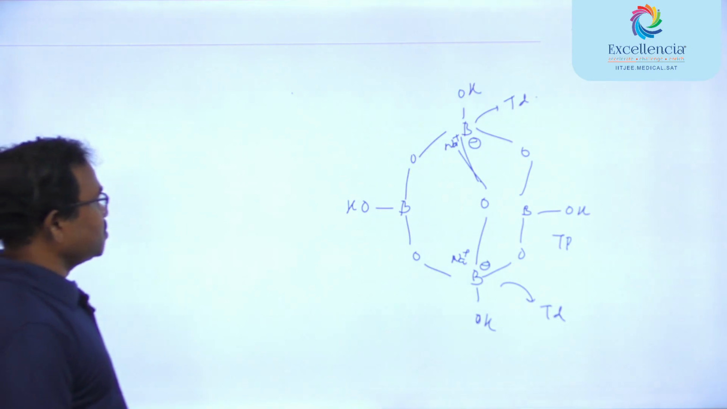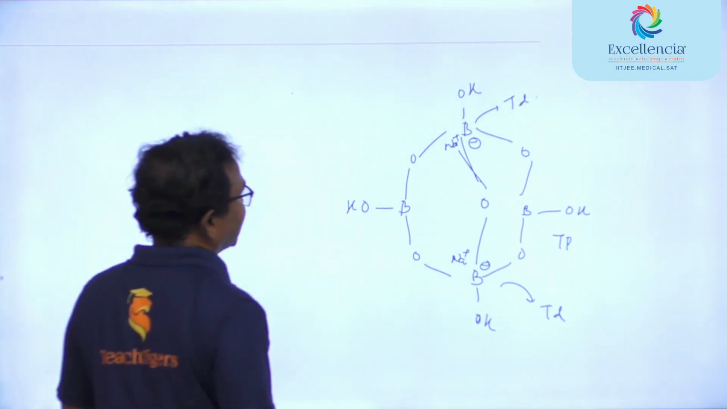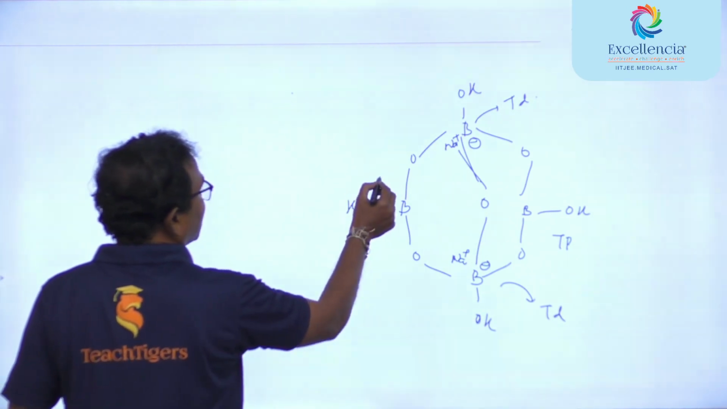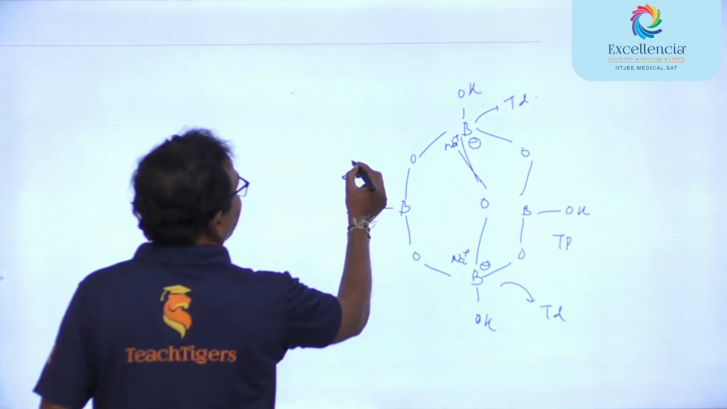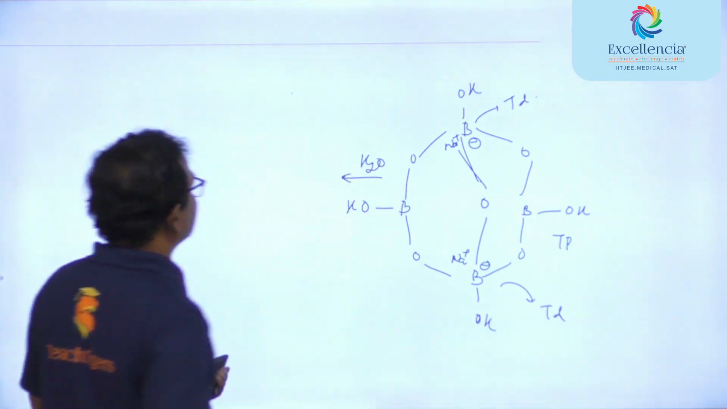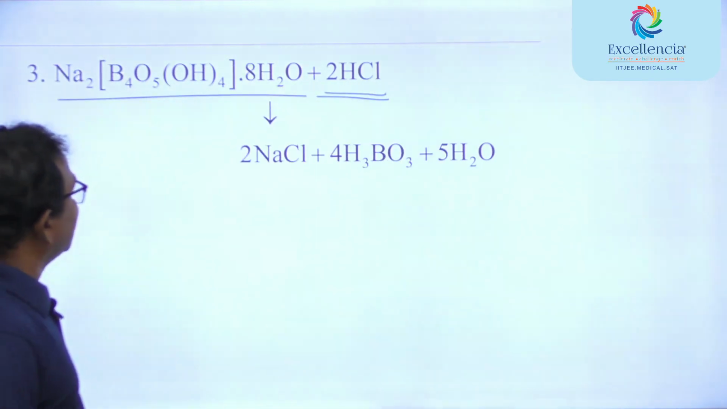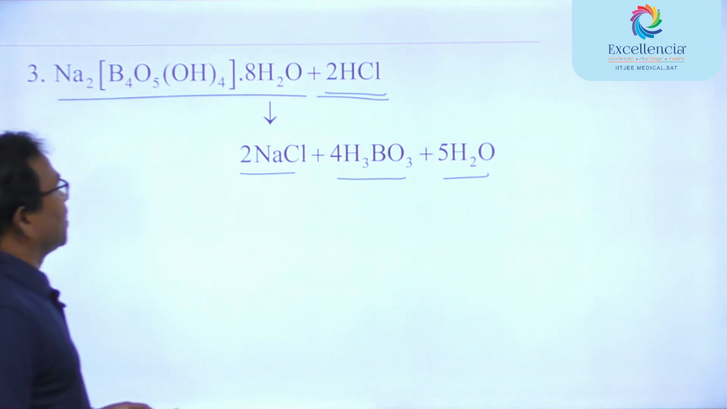Done. So it is reacting with HCl. Yeah, what is the possibility now? Now first of all, before reacting with HCl, this is water obviously. What is the reaction? Check it out once. You have HCl reacting, giving rise to sodium chloride, boric acid and water.